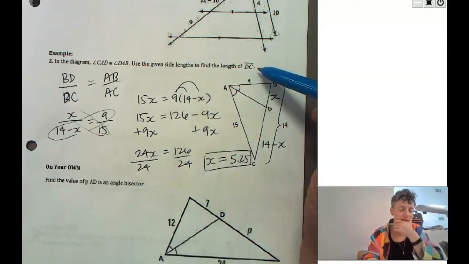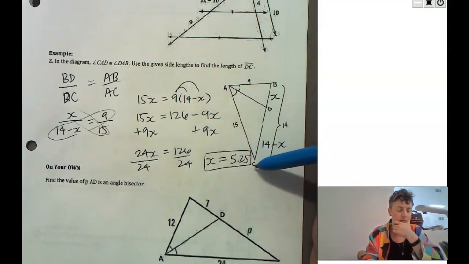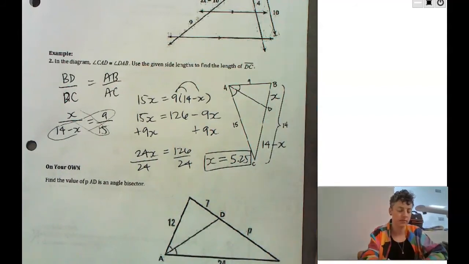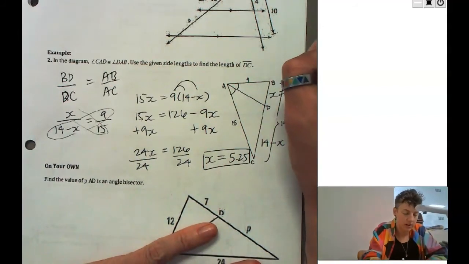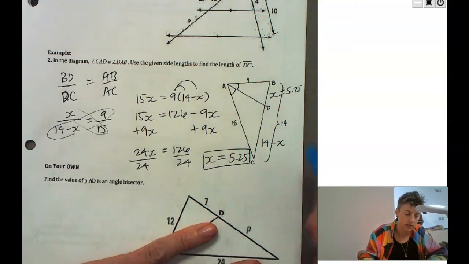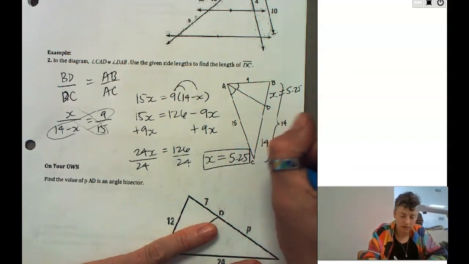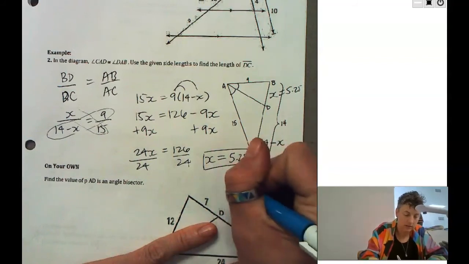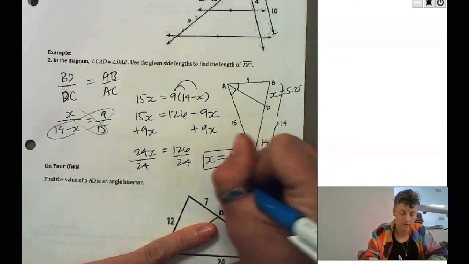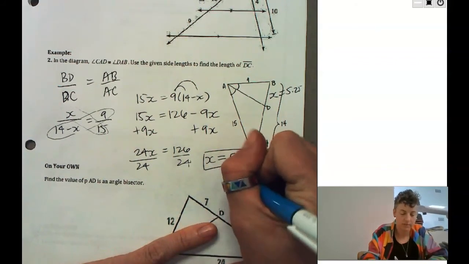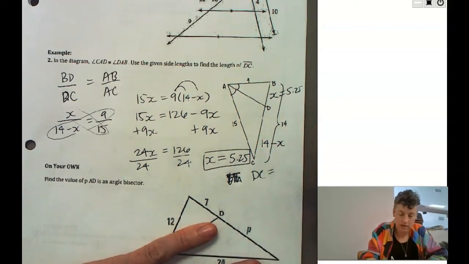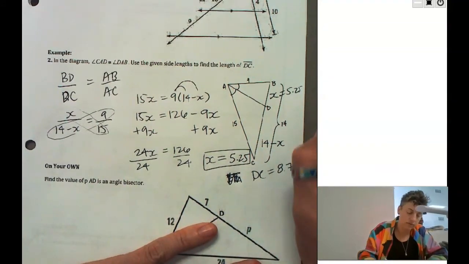Great. Hold on, that wasn't what they asked, though, was it? They said it was DC. Well, we solved for BD. That was 5.25. DC is 14 minus that. What's 14 minus 5.25? DC, we don't need the line on top because we're just talking about the measure. DC is 8.75. Cool.